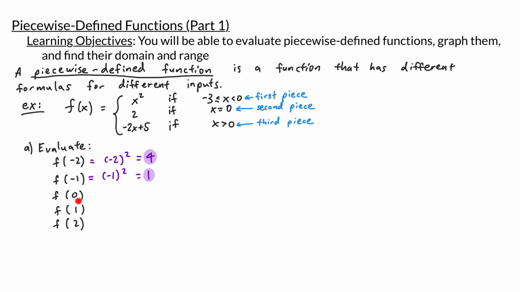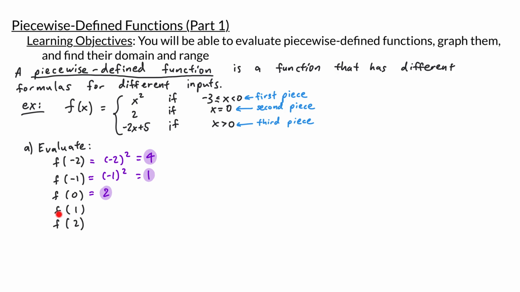Next up, we have f of 0, which means we want to find the output of our function when the input is 0. The input 0 falls in this second piece, which means that if we want to get the output, we would use the second formula. Since the formula is just 2, f of 0 is 2.